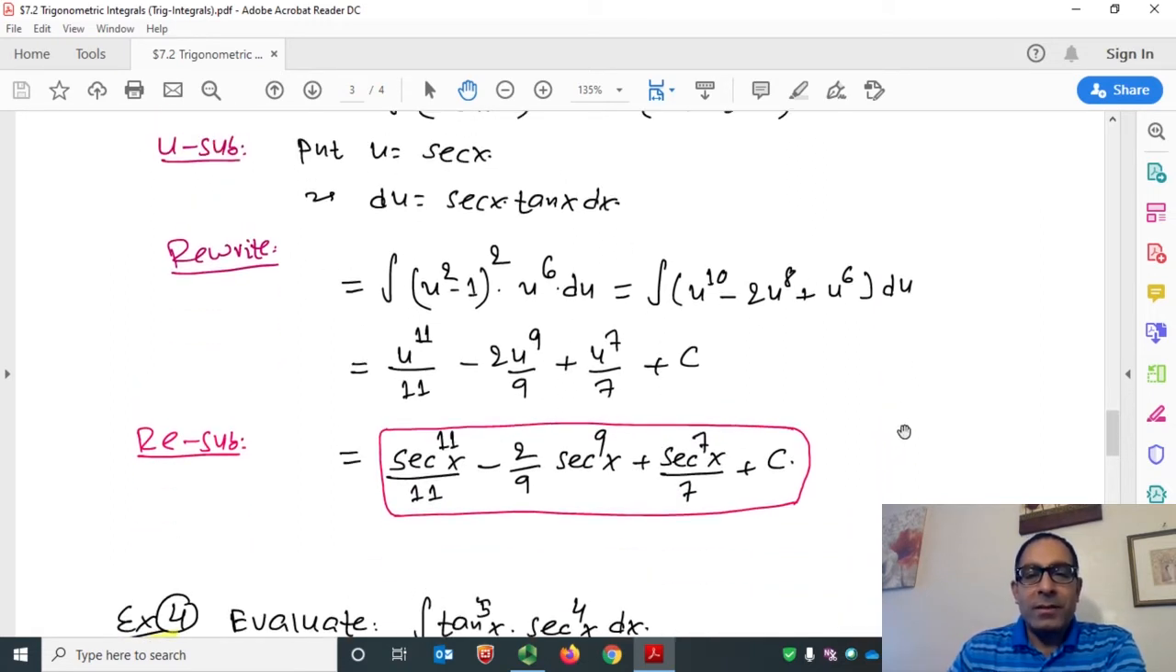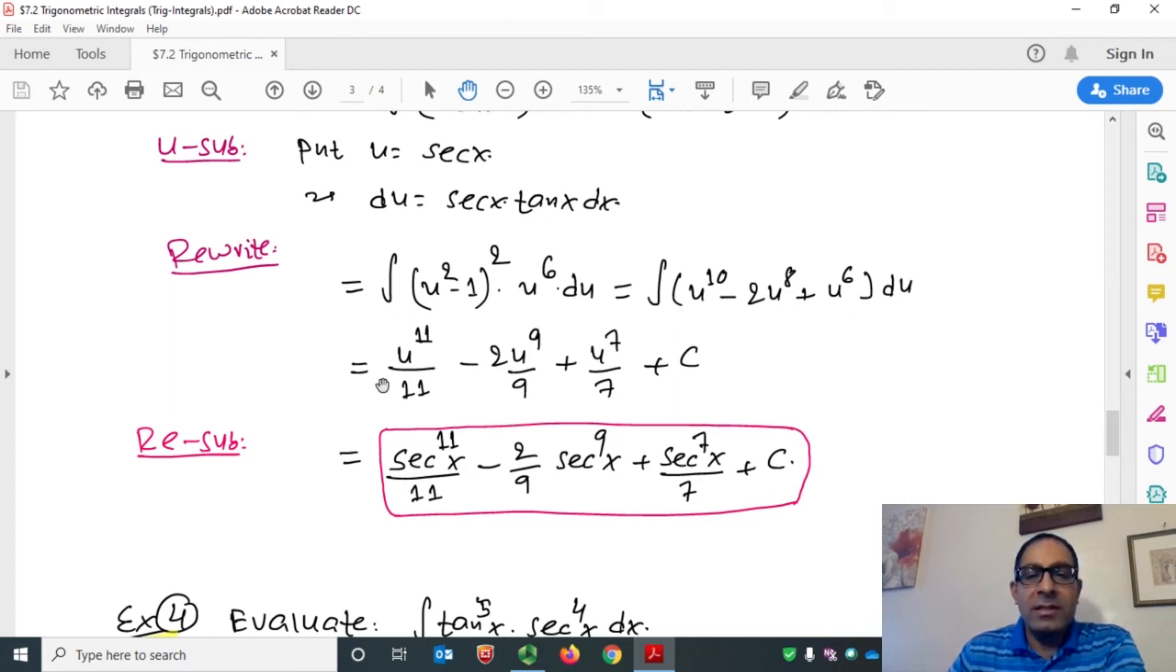So let's FOIL this square first, multiply by u to the 6, and then use the power rule. The integral as it is: u squared minus 1, whole squared becomes u to the power 4 minus 2u squared plus 1, and multiply by u to the 6. After simplifying, this is u to the power 10 minus 2u to the power 8 plus u to the power 6. Then take the integral here.